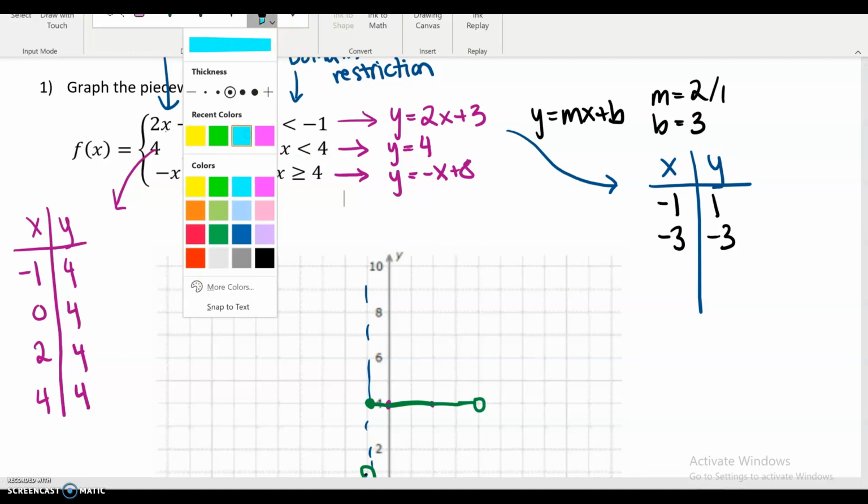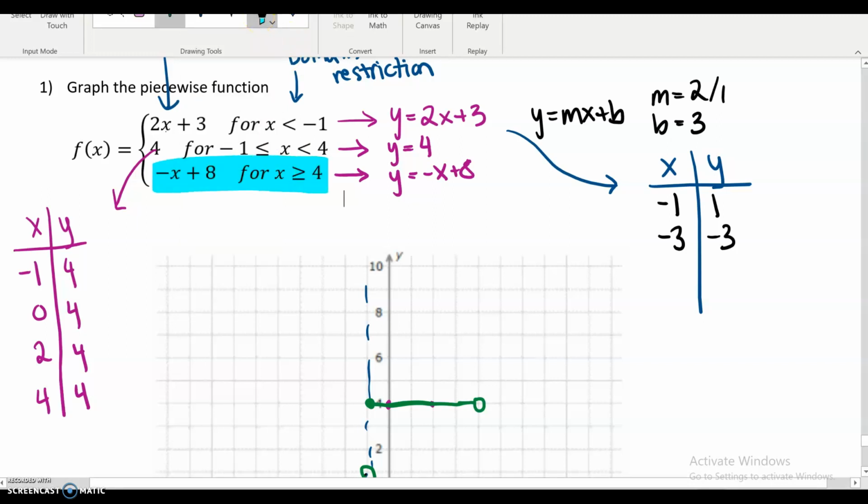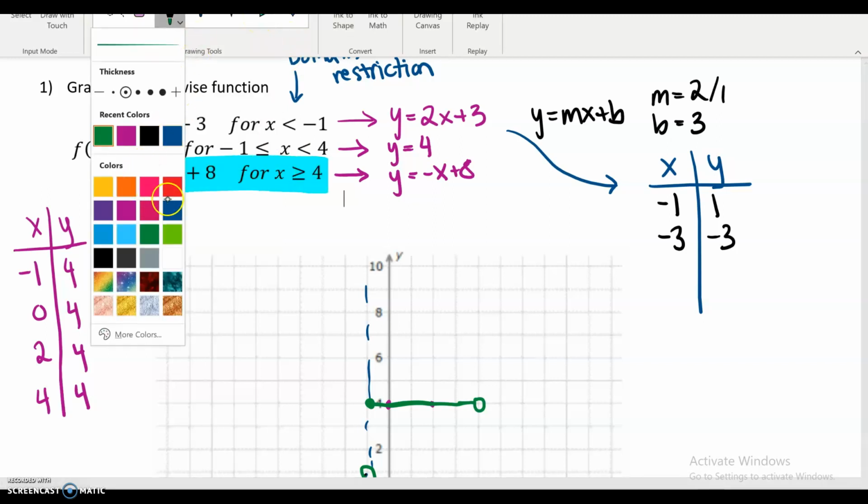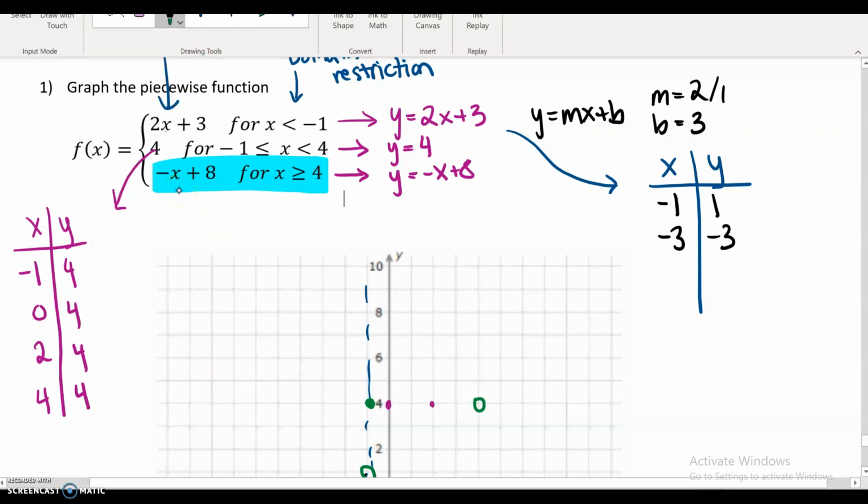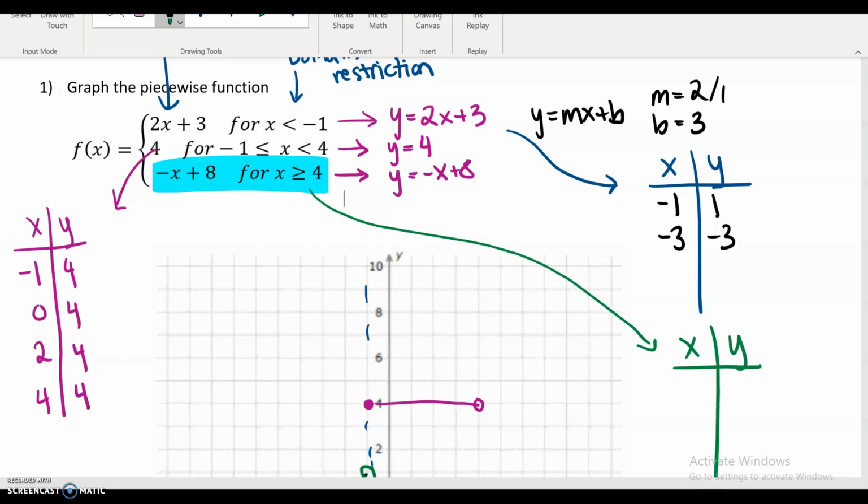My method is going to be to make a table again. Okay, so you want to graph negative x plus 8. Let's get a different color going. This was supposed to be purple. Let's fix that. Okay, cool. Now purple graph goes with purple table, and we'll make this green. Sorry to be all over the place here, but I'm making a table for the third equation.